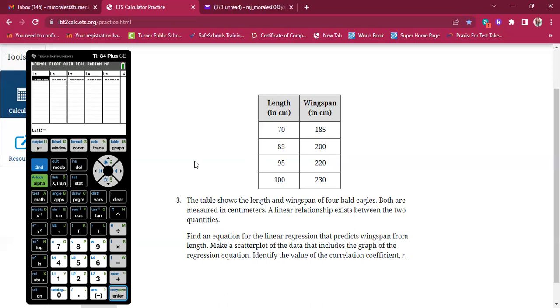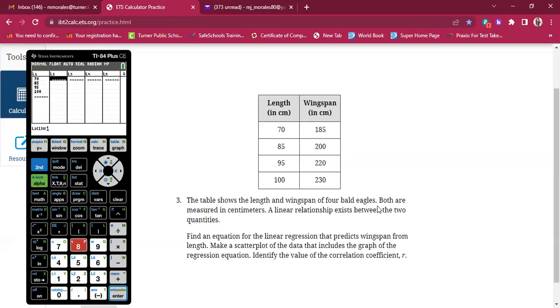So 70, arrow down, 85, arrow down, 95, and then 100. Okay, and then go up. Of course, to the right, L sub 2, I'm going to enter all the Y values.